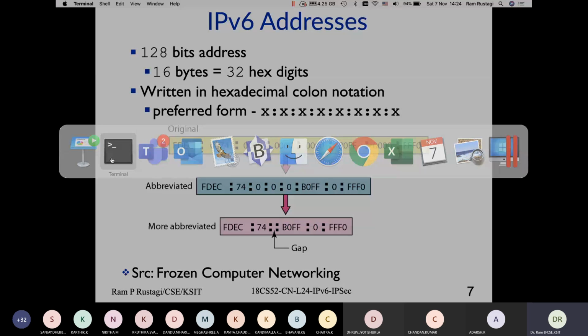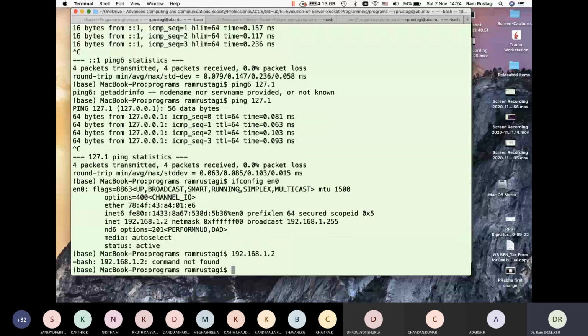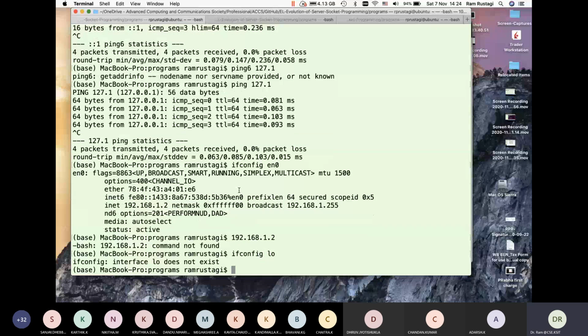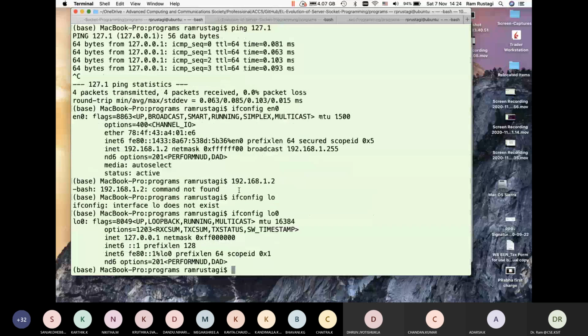If we look at our loopback address, for example, this is the loopback address for IPv4, 127.0.0.1, and here we write colon colon 1, meaning the first 7 words are 0. So we can write 0 colon 0 colon 0 colon 0 colon 0 colon 0 colon 0 colon 1, or we can write double colon 1. That means whatever words are missing, replace them with 0. So this is the shorthand notation.